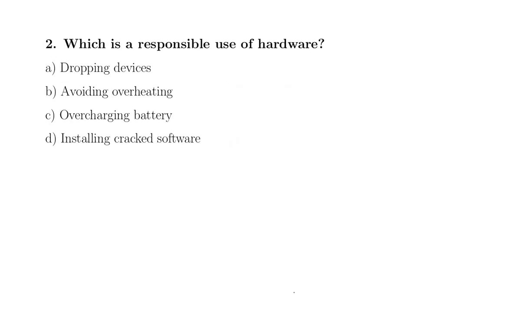Question number 2: Which is a responsible use of hardware? Dropping devices, avoiding overheating, overcharging battery, installing cracked softwares. Responsible use of hardware means avoiding overheating. The correct option is B, that is avoiding overheating.